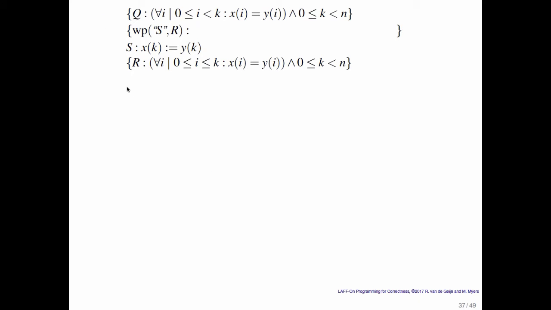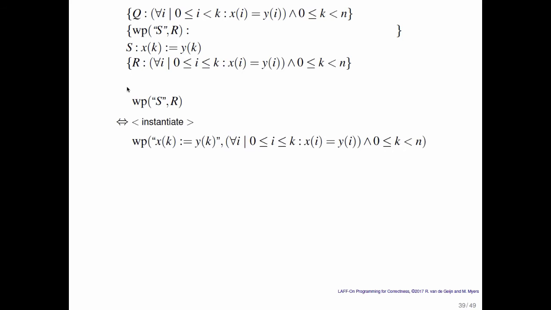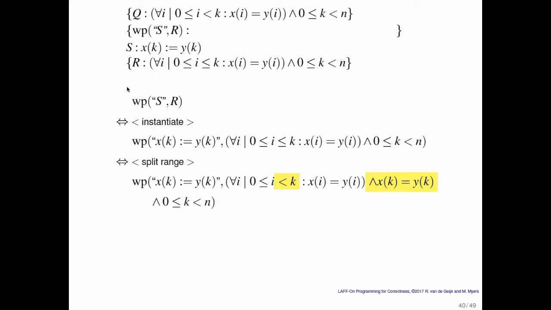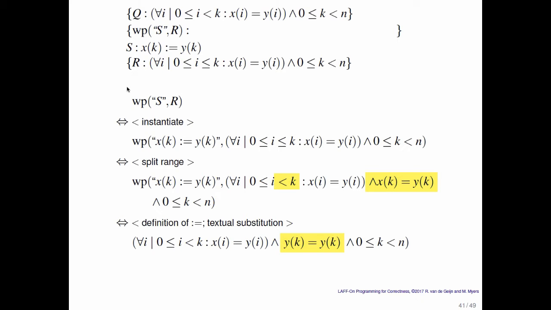So what did we learn from this? We learned from this that actually it's a really good idea to split the range early, because if we can isolate x of k, then the substitution is much simpler. So even when we were just trying to compute what the weakest precondition was, what we could have done is started with this, done the instantiation, then immediately done the splitting of the range to isolate the element of x indexed by k. We could then have done the textual substitution, replacing x of k with y of k, noticing that the quantifier is unaffected.